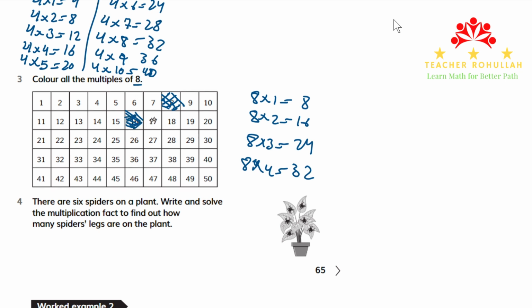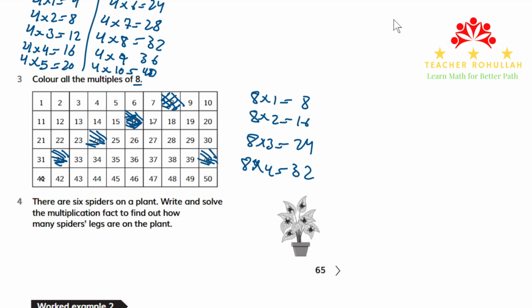Again, we continue counting. 1, 2, 3, 4, 5, 6, 7, 8, 24. Now 24 is also a multiple of 8. We continue counting until we reach the end. So 1, 2, 3, 4, 5, 6, 7, 8, 32 is also a multiple of 8. Again, we're counting up to 8. 1, 2, 3, 4, 5, 6, 7, 8. 40 is also a multiple of 8.